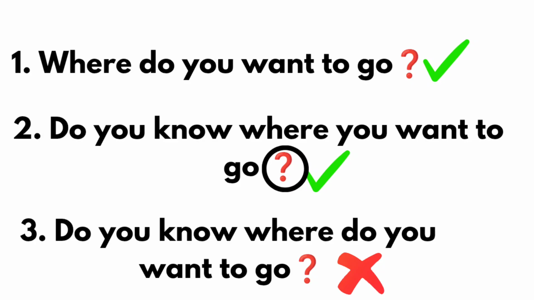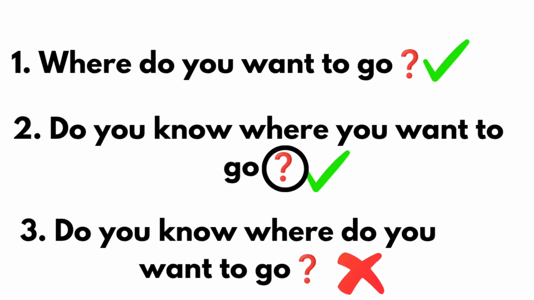Second example, where do you want to go? Yeah, it's a regular question because after the WH form word, we directly use a helping verb, that is do. Look at the second sentence. Do you know where you want to go? It is an embedded question. The first two sentences are correct. When it comes to the third one, do you know where do you want to go? Here it is like double questioning. So in this sentence there are two questions. Do you know? That is the first one, and the second one, where do you want to go? So we should not use two questions in a statement or in a sentence.